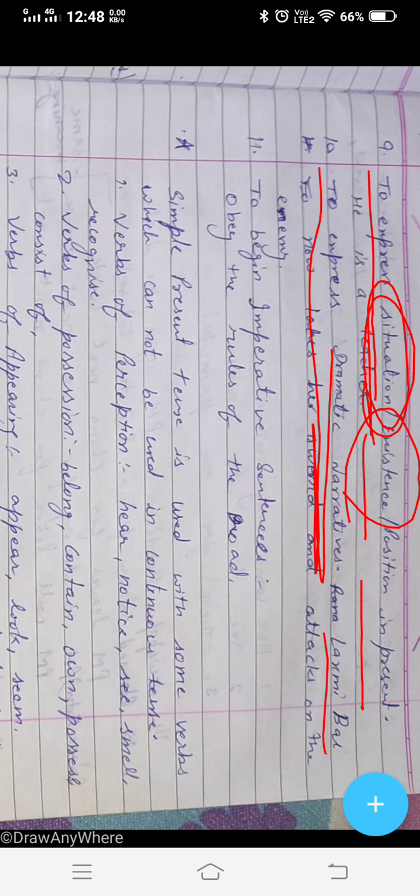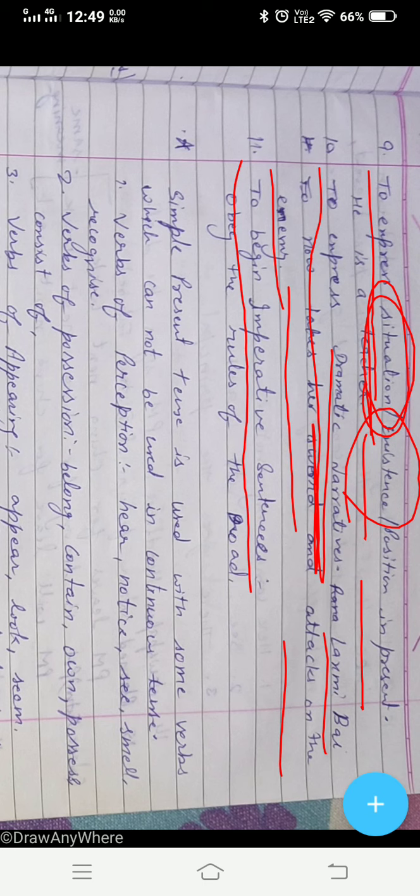Like Lakshmi Bai now takes her sword and attacks the enemy. It means to express dramatic narrative. एक ड्रामा शो करने के लिए, मतलब आप बातों से लोगों को इस तरह से समझा रहे हो कि उनकी आंखों के सामने लाइक ड्रामा चल रहा हो. क्लियर. नेक्स्ट वी हैव टू बिगिन इम्पेरेटिव सेंटेंसेस. ओपन द डोर, लुक एट मी, ओबे द रूल्स.